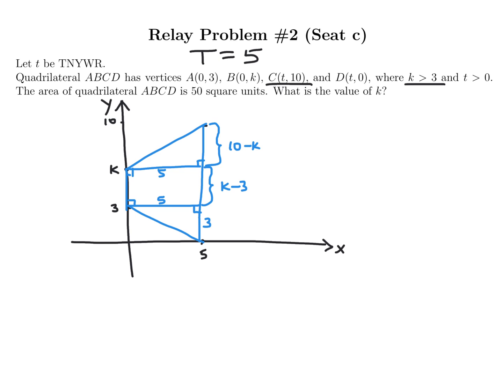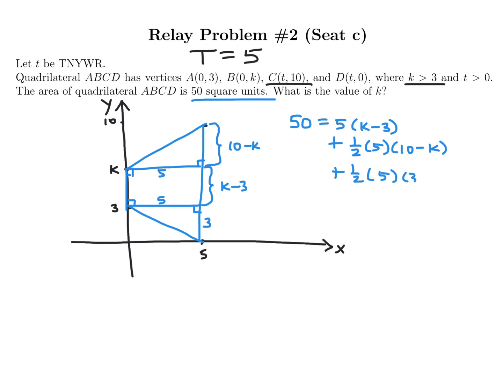Okay. So therefore the area, which they're saying is 50, is equal to, the rectangle is easy. That's 5 times k minus 3. And then the 2 triangles, 1/2 base times height. So 1/2 times 5 times 10 minus k plus 1/2 times 5 times 3. Yeah, I believe that is the algebra, and I'll let you do that. When you solve for k, you will get k equal to 13. So, k is 13.